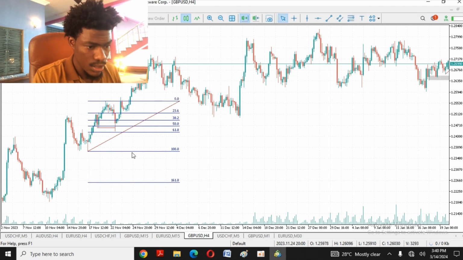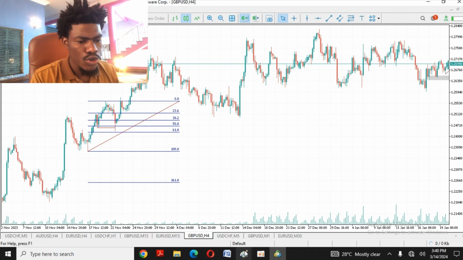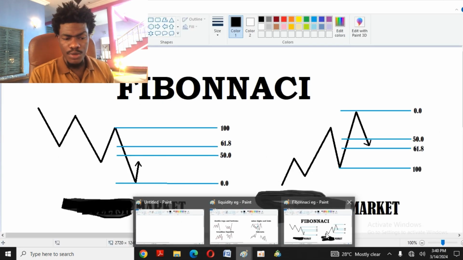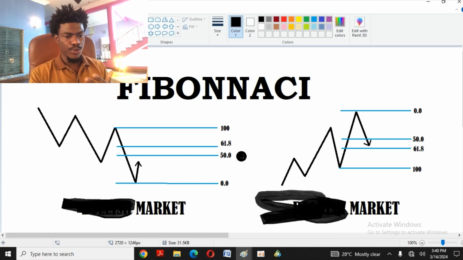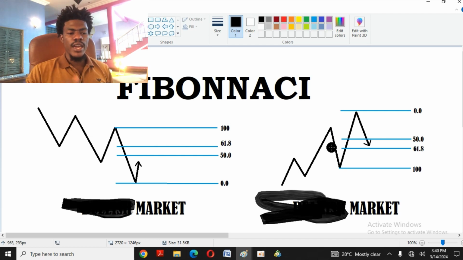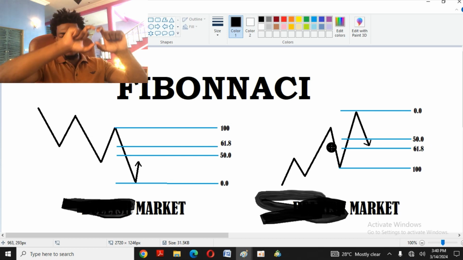This is how we mark it. I hope you guys are jotting many things down. You know why I actually really put this 61.8 here? Because it's a very important level in the Fibonacci tool, and this is how I work with this. Anytime the market gets in between the level of 61.8 and 50.0, you see that line that's in between.